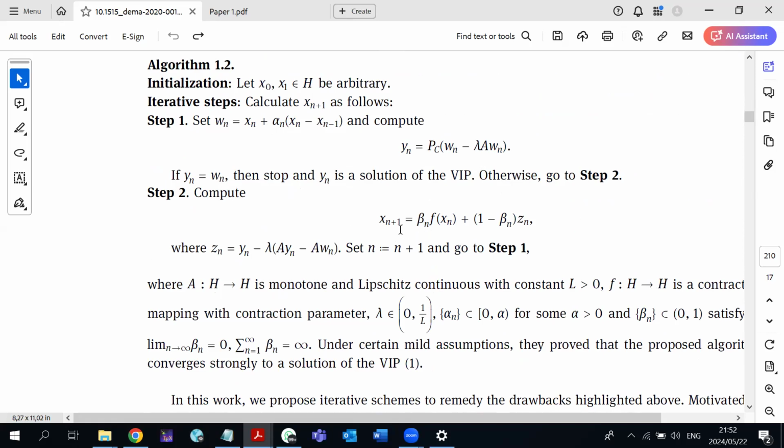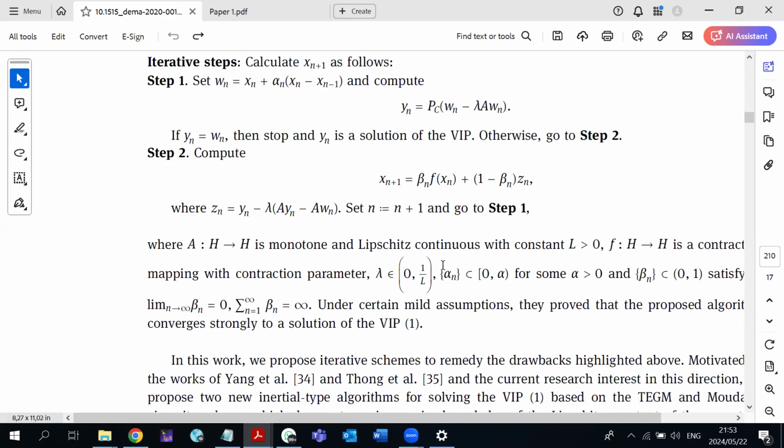Then we compute xn plus 1, which is the viscosity step that we have here. And here we have our Seng algorithm, set n equals n plus 1. And if we don't get what we are looking for, then we go back to step 1.